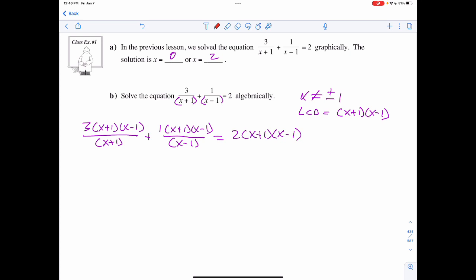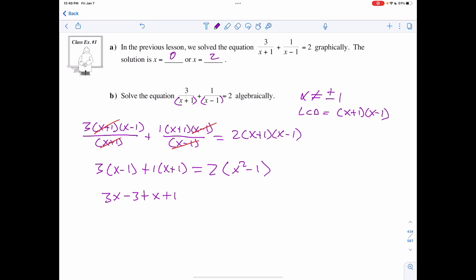I'm going to divide out the x plus 1 from the first term, the x minus 1 from the second term, and that's going to give me 3(x minus 1) plus 1(x plus 1) is equal to 2, and I'm just going to multiply this out real quick. x plus 1 times x minus 1 gives me x squared minus 1, because they're conjugates. I'm going to expand it out. 3x minus 3 plus x plus 1 is equal to 2x squared minus 2.